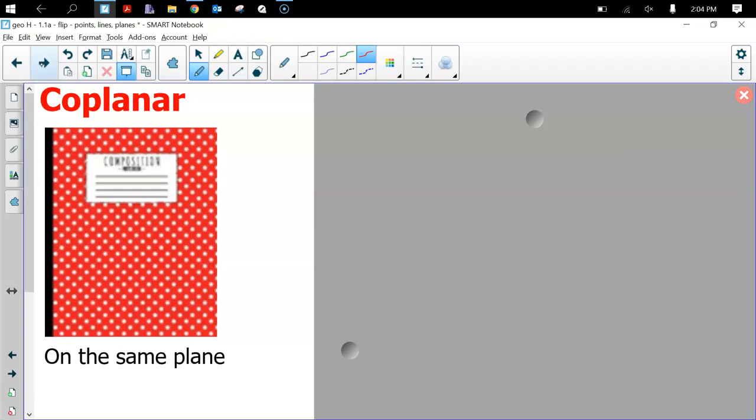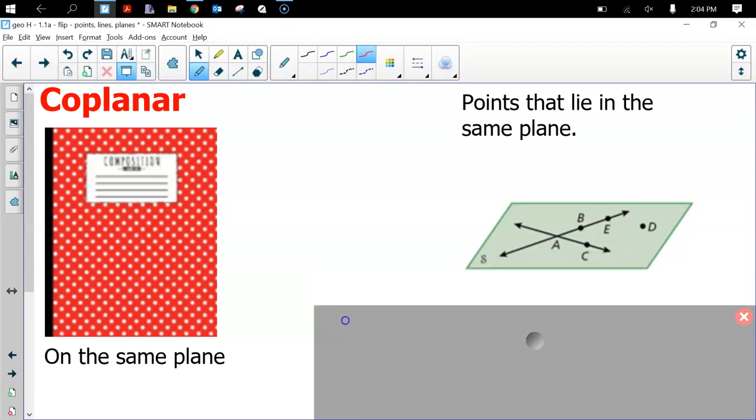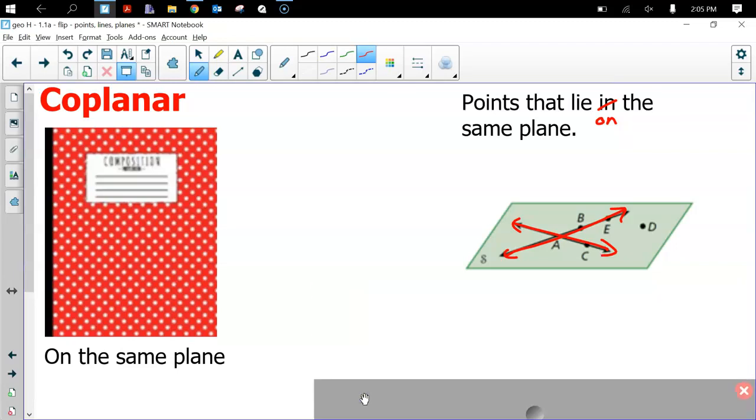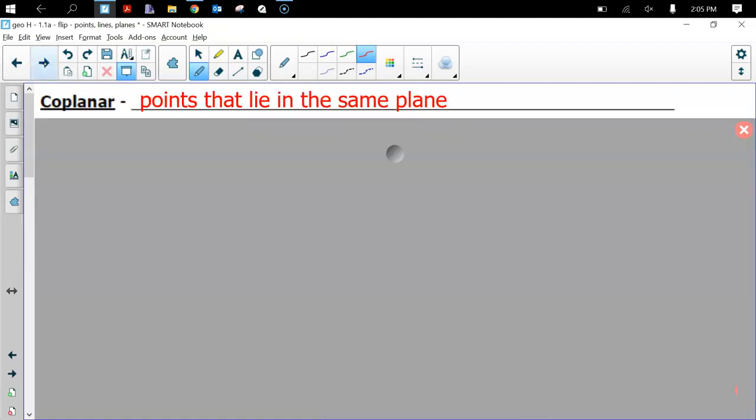Coplanar. On the same plane, that's a generic way to think of it, and that's pretty much the official way to think of it as well. Points that lie in the same plane. You could also say they lie on the same plane. You could just say that they're points that are on the same plane. But they don't have to just be points. You could have two lines that are coplanar as well, but the definition refers to the points that make up the line, the points that make up the segment, or whatever other figure is there. So there's no symbol for collinear or coplanar, sorry. But here's the official definition.